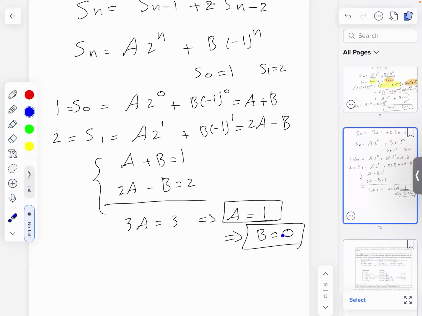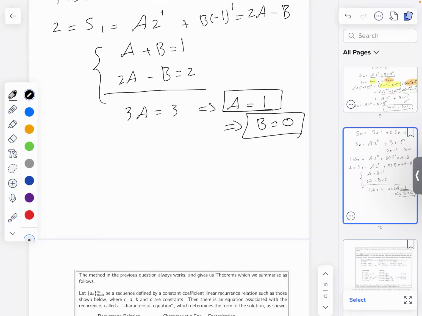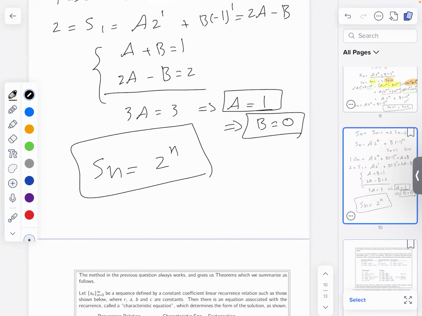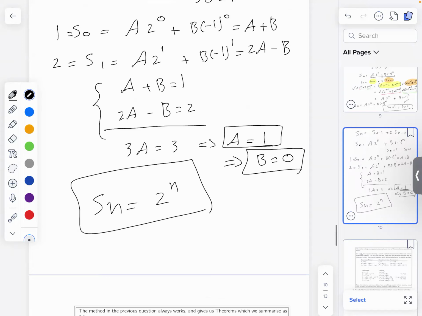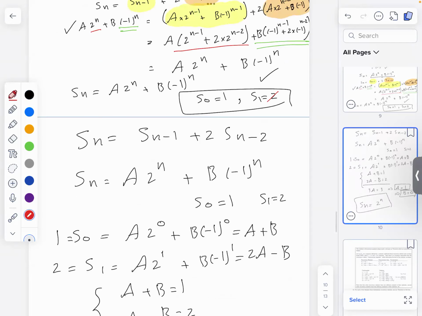Why do we get b 0? If I put a equal 1, b will be 0. So the particular solution relying on this initial condition is Sn is 2 power n. That's it. Okay. Let's choose a different particular solution. One. No, let's choose 3.